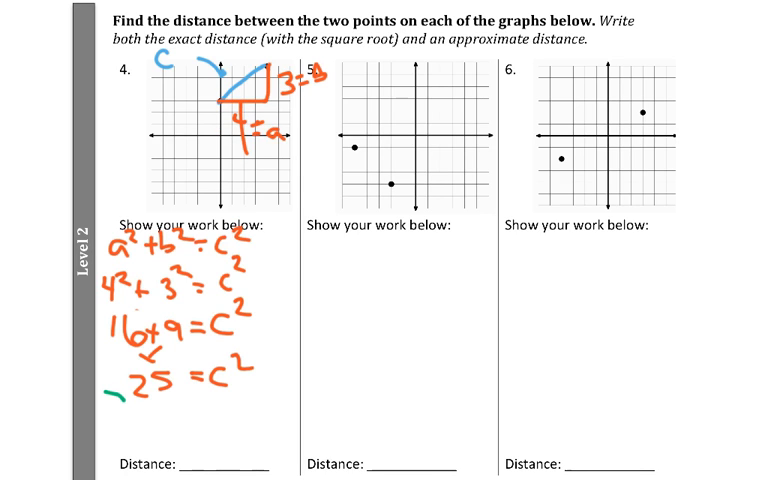But remember, we now take the square root of both sides to get c by itself. And the square root of 25 is 5. So that is the distance between the 2 points here. We just found out that this exact distance is 5.